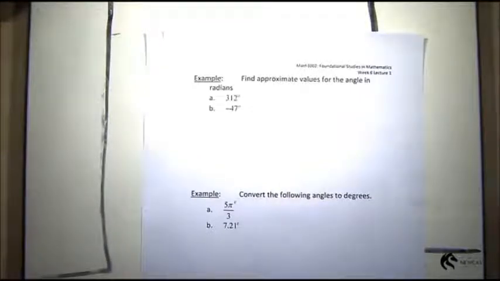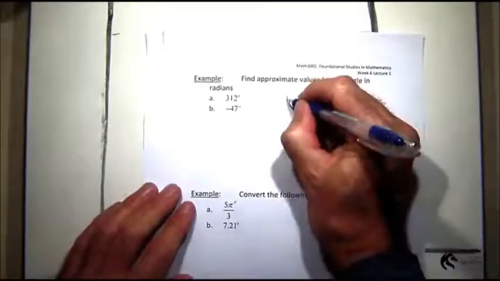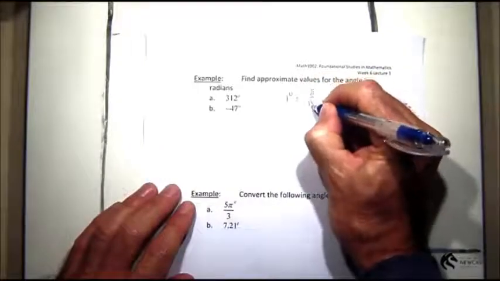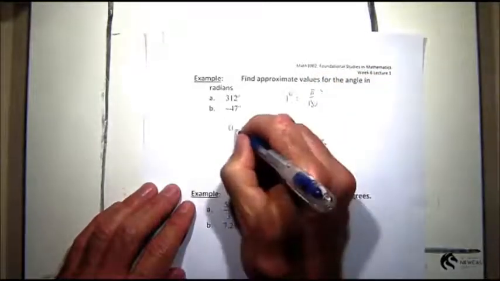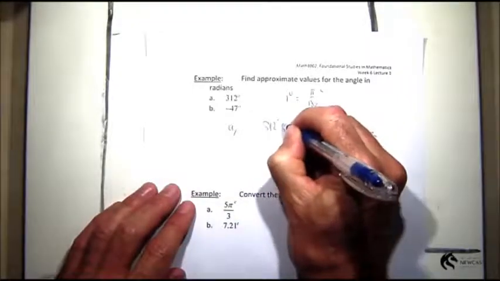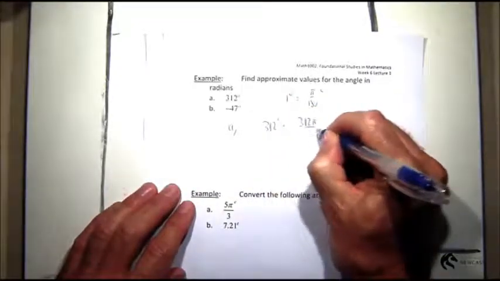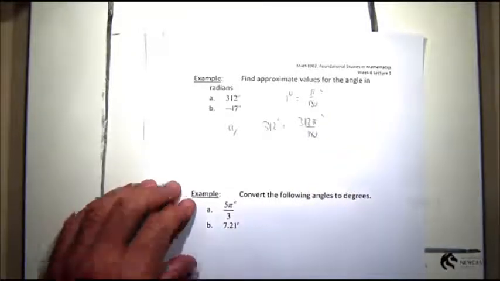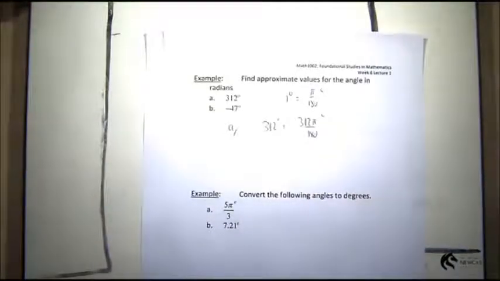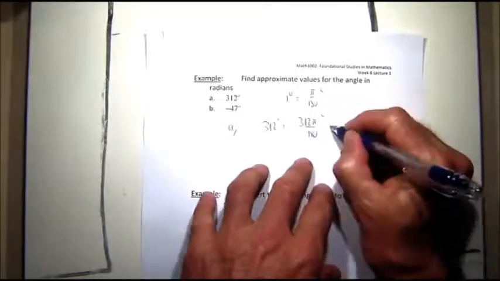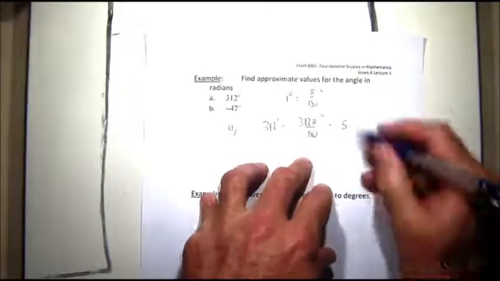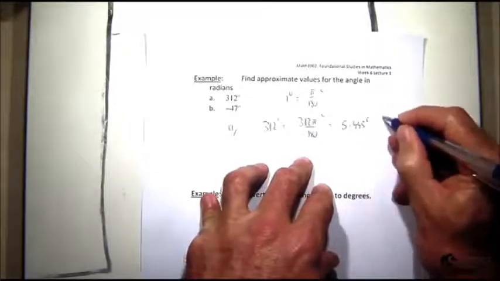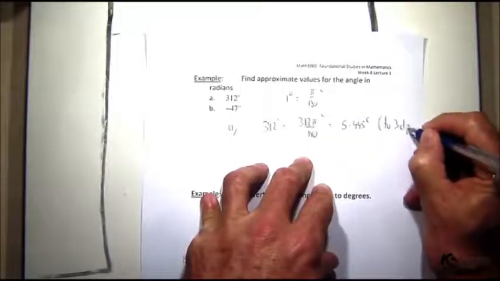So it says, find approximate values in this case. So once again, 1 degree is pi on 180 radians. So here in part A, 312 degrees is 312 pi on 180 radians. That's the exact value. And then you get your calculator out, go 312 times pi, divide by 180, and I get something like 5.445 to 3 decimal places.